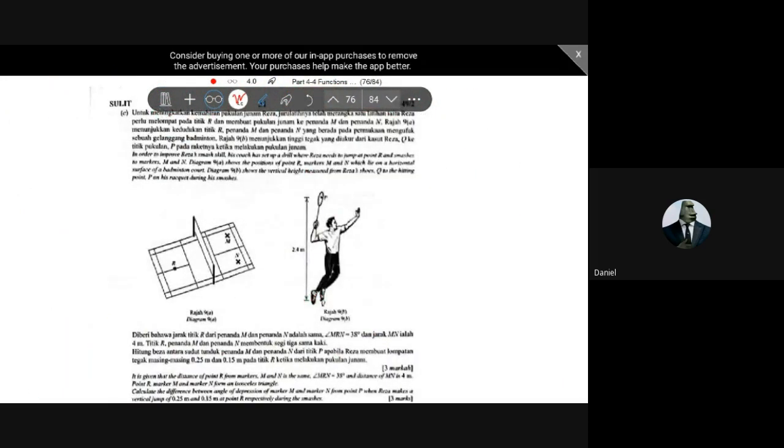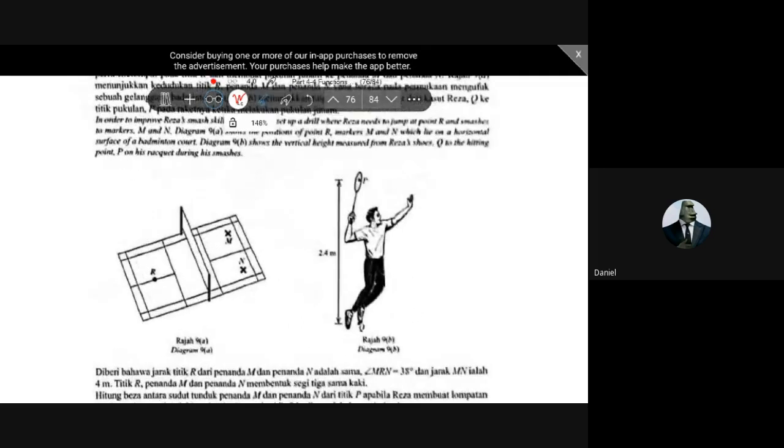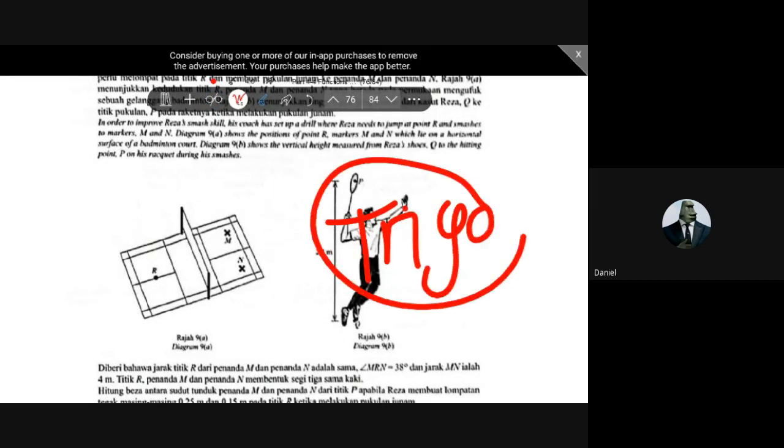Yang ni challenging. Betul-betul challenging. This hard question, okay? Yang ni bab trigonometry. Siapa-siapa tak suka tak bab ni, trigo? I rasa semua benci bab ni. I feel a lot yang lemah dalam bab trigo. Semua okay tak bab ni?